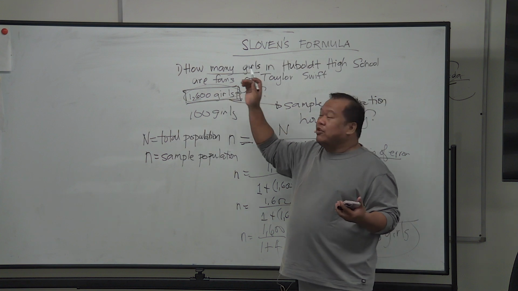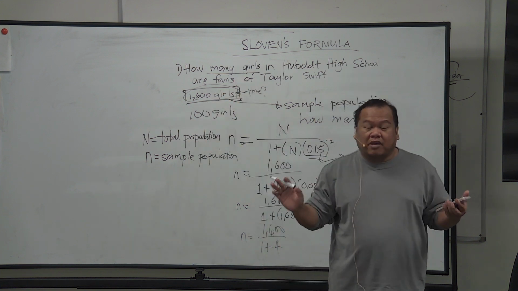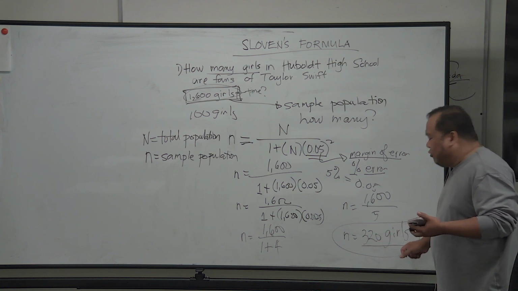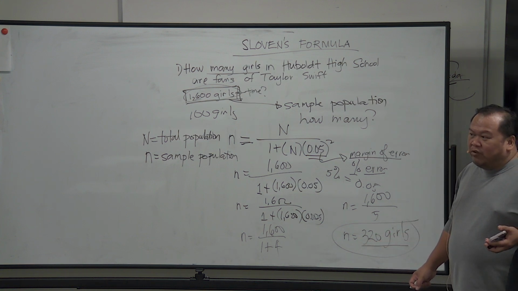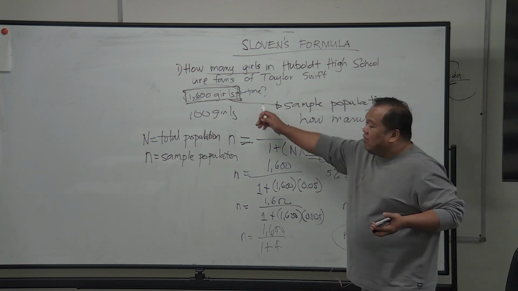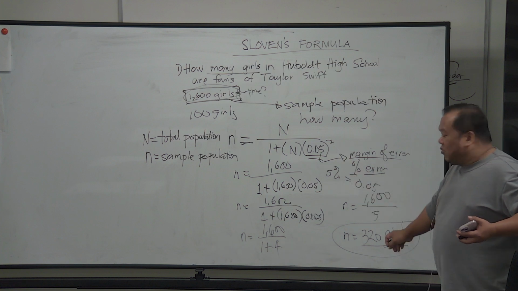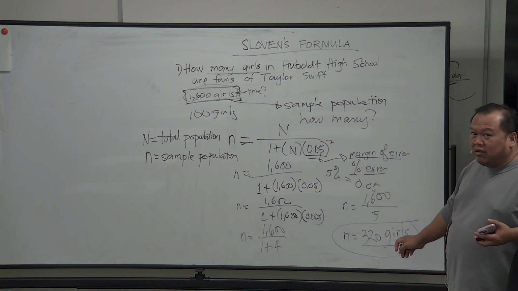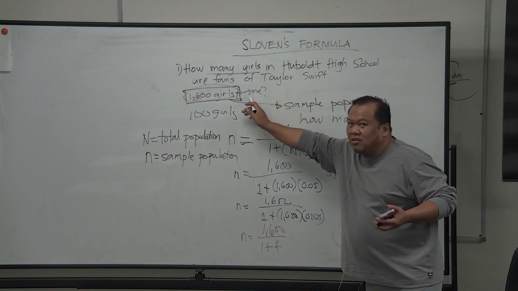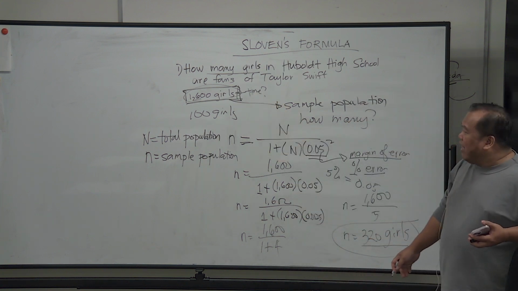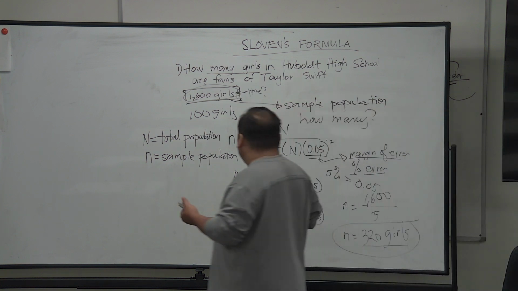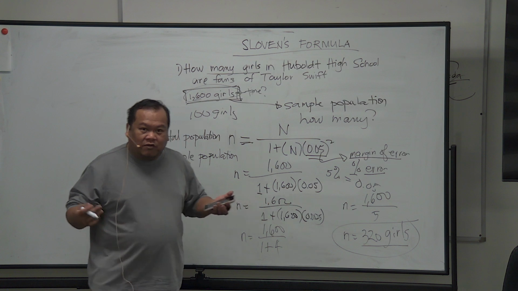you don't need to interview 1,600 girls. You don't have the time, and it's too much effort. You just need to interview 320 girls. And you will most likely get the same percentage of responses with the 1,600. Although the responses of the 320 girls is about 5% wrong compared to the perfect responses of the 1,600 girls. Now, I said that you can increase your margin of error.